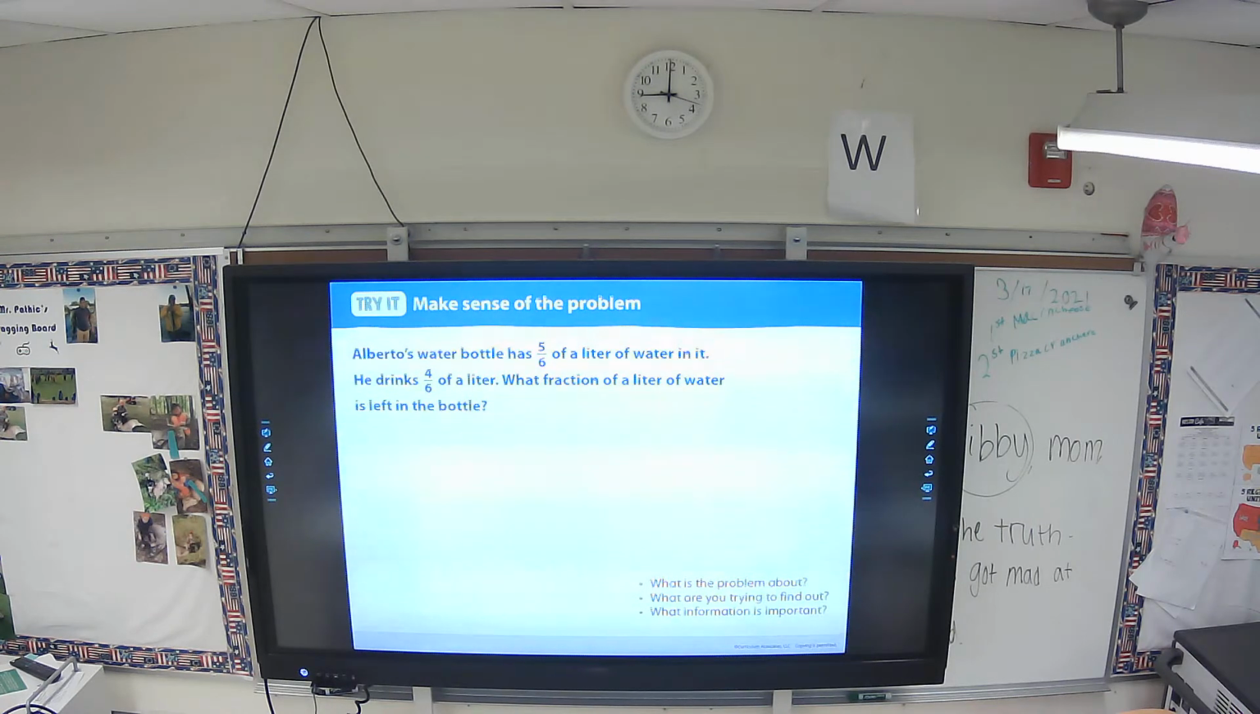How could you have done this? Amelia, what's one way you could have done this problem? 5/6 minus 4/6. What else could you have done? Orion? No, you wouldn't have been doing any adding. Jake? A number line. Could have done a number line, right? Yeah. Could have put 5/6 down.